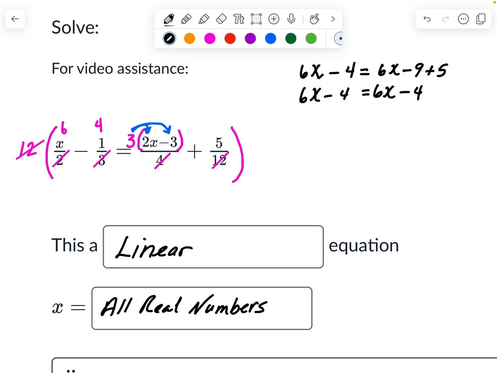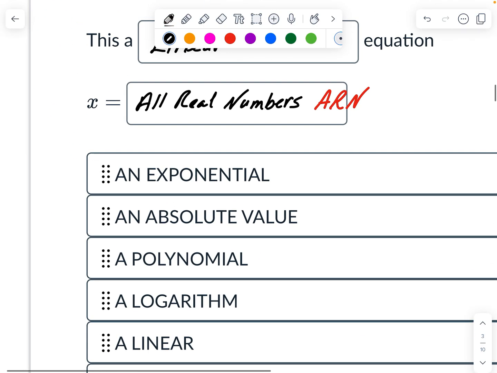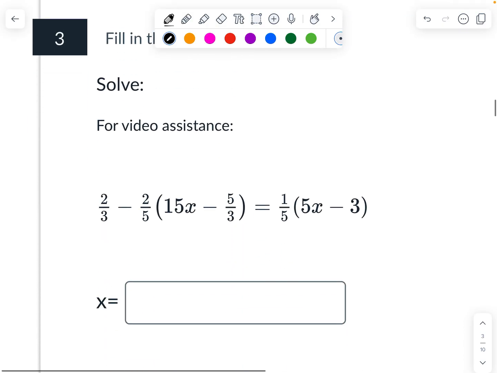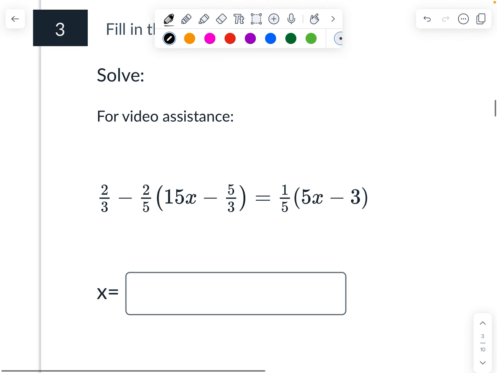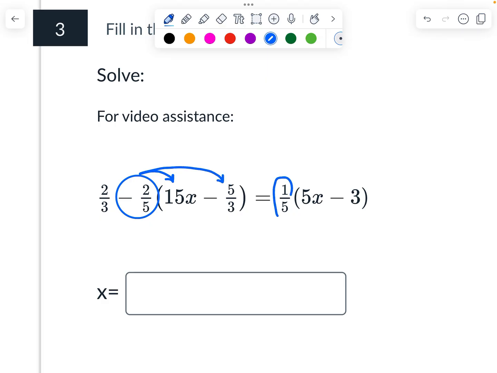And in Canvas, to make that shorter and less likely to make mistakes, we're going to say "all real numbers" is what we'll type into Canvas. No spaces. Alrighty. Order of operations says let's get rid of the parentheses first. So I'm going to take this negative 2/5 and distribute it to the 15x and to the negative 5/3. And then I'm going to take this 1/5 and distribute it to this parenthesis.